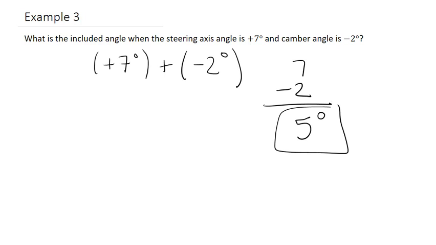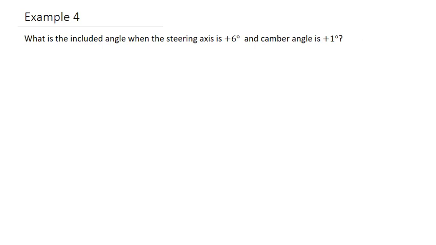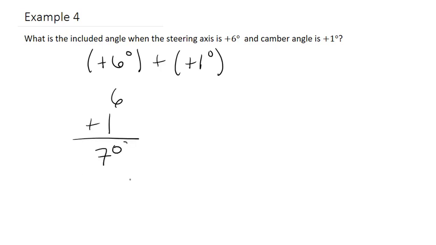Let's go for one more example on this. What is the included angle when the steering axis is positive 6 and the camber angle is positive 1? So here we have positive 6 degrees plus positive 1 degrees. This is just addition of two positive angles. So 6 plus 1 is equal to 7 degrees. And that would be our included angle for this problem.